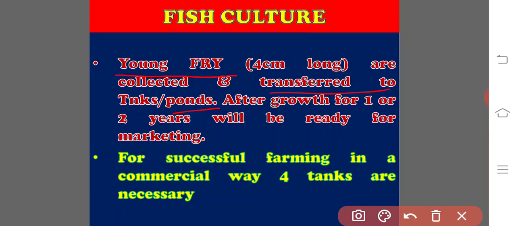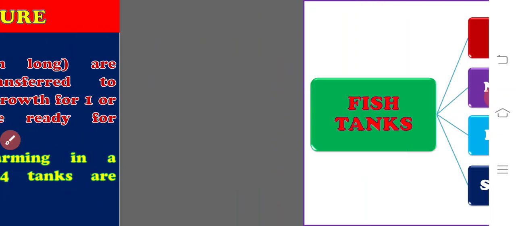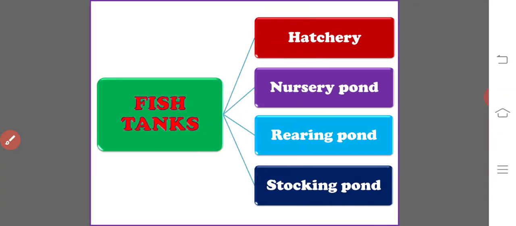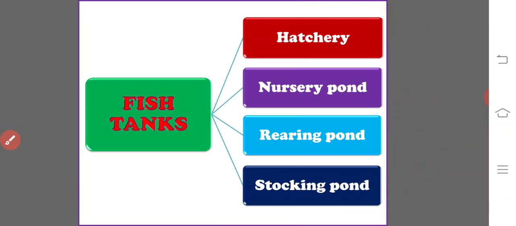And for successful artificial farming in a commercial way, 4 tanks are needed. Four tanks are necessary for fish culture, namely the hatchery tank, nursery pond, rearing pond and stocking pond. These four ponds are highly essential and a must for culturing fish. These are the four types of fish ponds, or fish tanks.